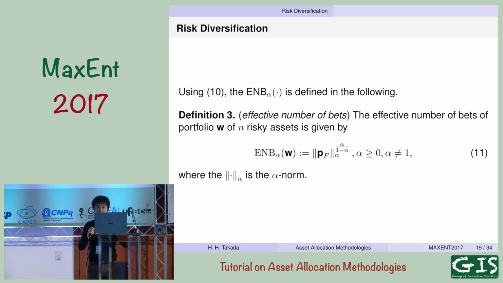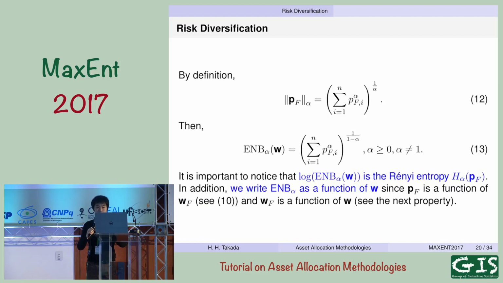So for that, and using the definition of the effective number of bets, that depends on the contribution of the factors to the total portfolio risk here. And this notation here represents the alpha norm. And here, just opening the expressions, you see that the log of the effective number of bets is the Rényi entropy. It's the way that Meucci defined it.